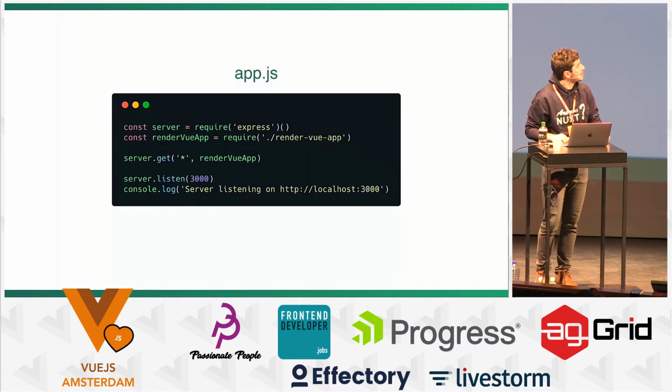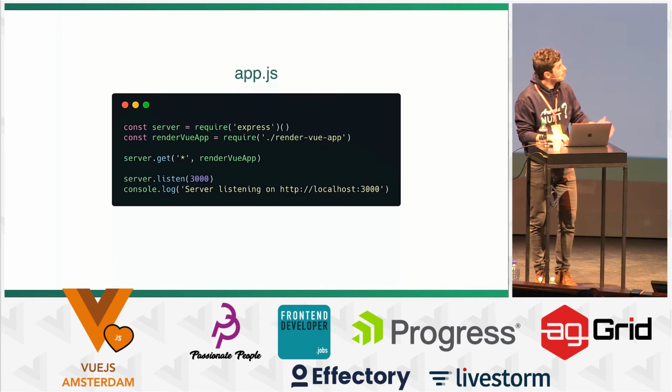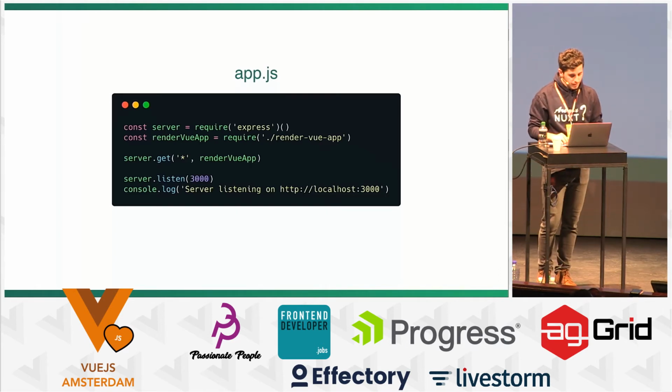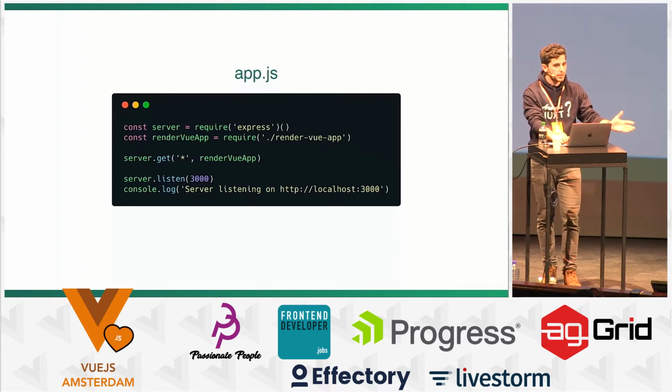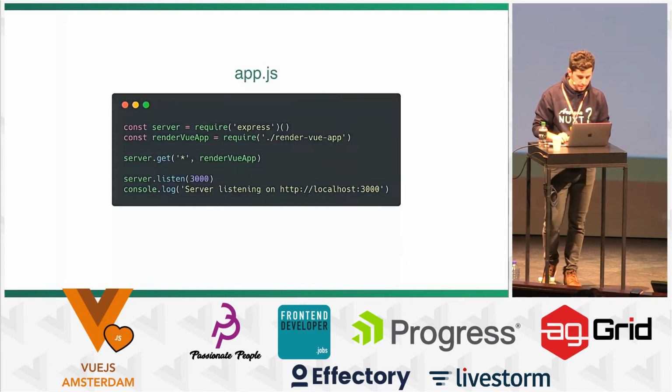So we require Express, so we create our server. We require our middleware, because otherwise the file will be too long. And then we create our route, which will catch every route and call our middleware, and we listen on 3000.